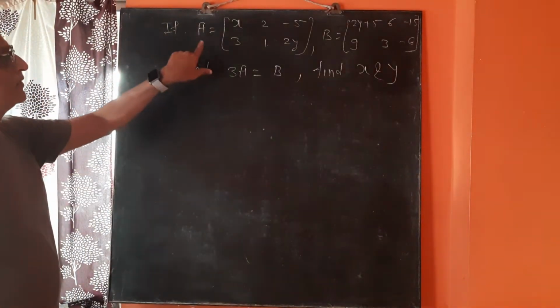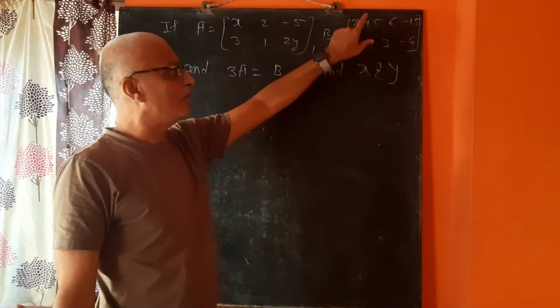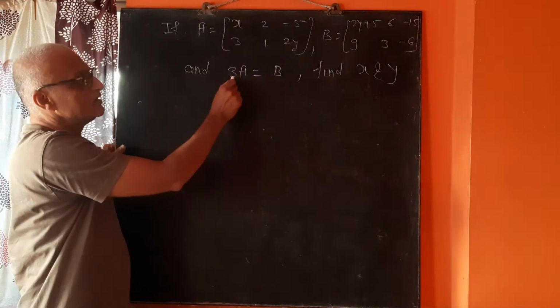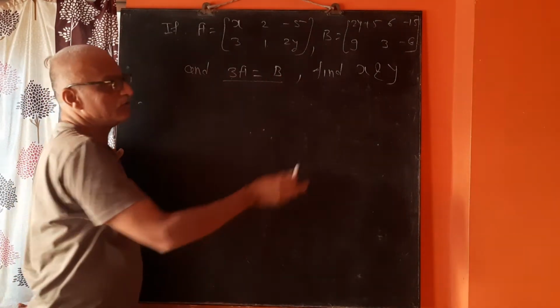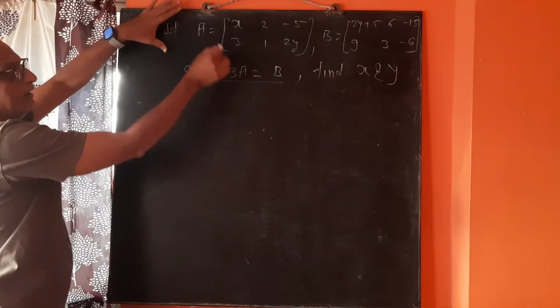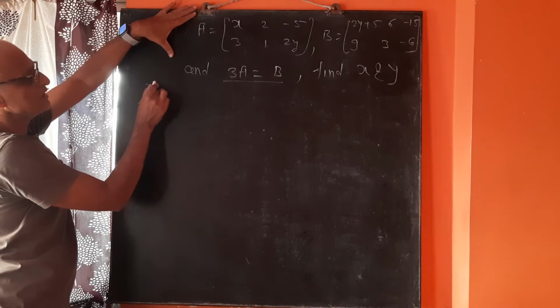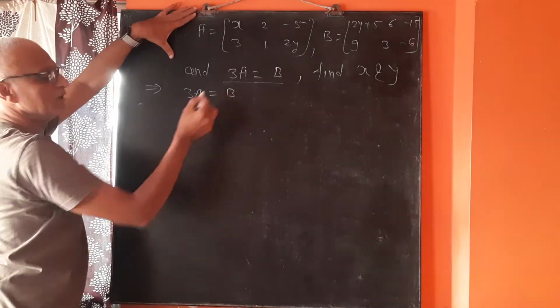It is given that the value of A is given, the value of B is also given. Along with that, the condition is given as 3A equals B. This equation is given, 3A equals B. We have to find out the values of x and y. See here. What is the given equation? That is 3A equals B.